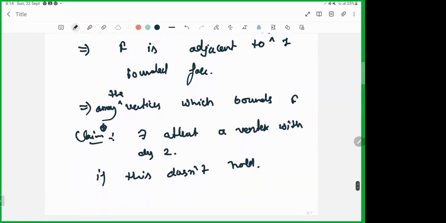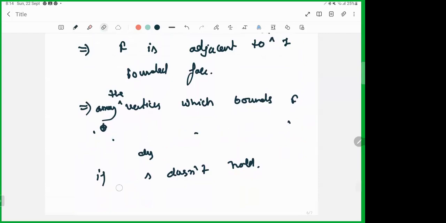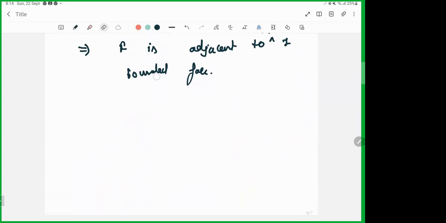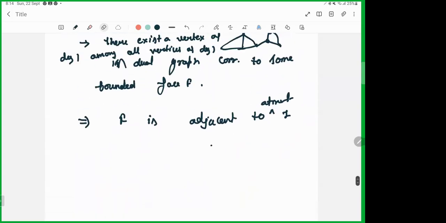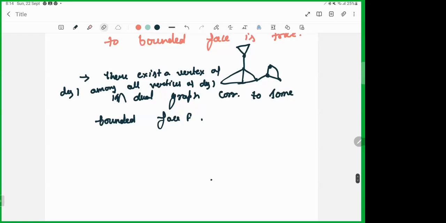At the end we basically need to erase this. If there is no such bounded face with the property, then it will mean that our original assumption that it was adjacent to at most one bounded face is false, because then it would connect together and create another bounded face inside. Yes, that's correct. So let's write this. There exists a vertex of degree 1 among all vertices of degree 1 in the dual graph corresponding to some bounded face F.